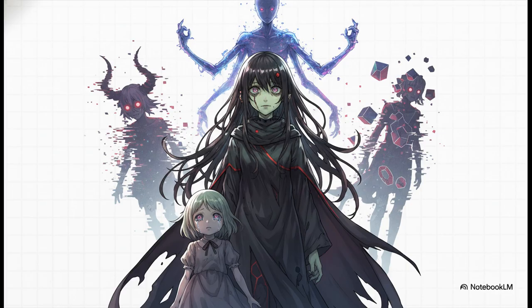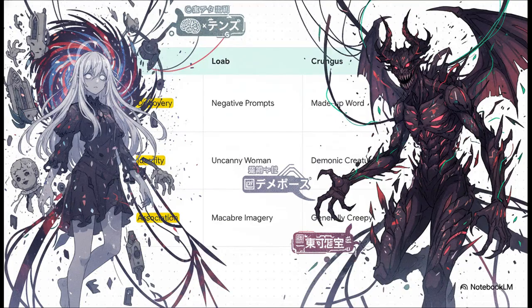And here's the real kicker. It turns out Loab isn't alone. This whole thing with AIs accidentally creating these persistent, recurring characters, it seems to be a strange little quirk of how these giant systems organize information. For example, check out this other famous AI ghost, a creature people call Krungus.